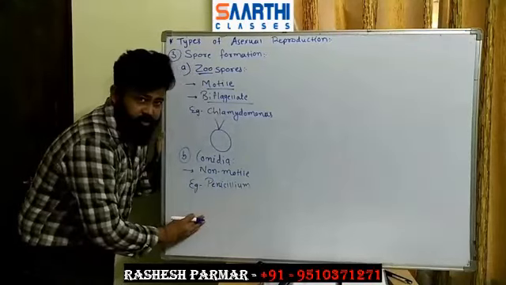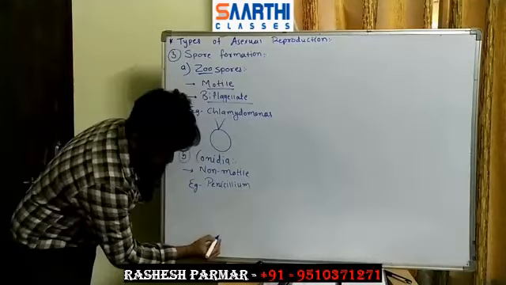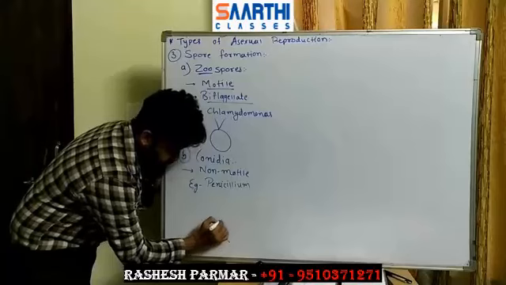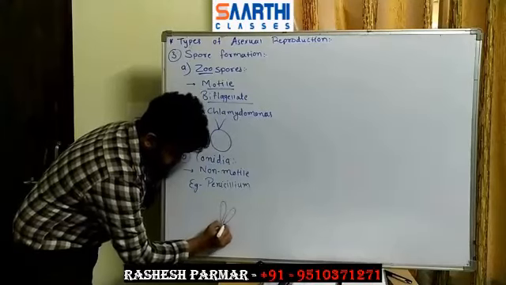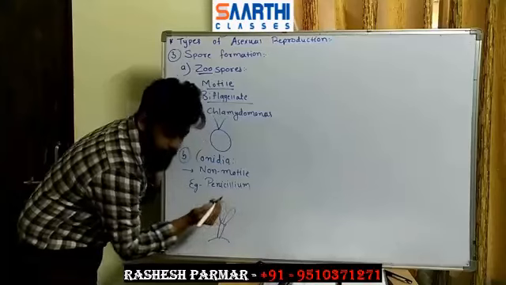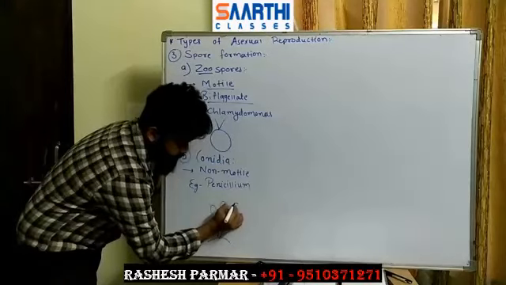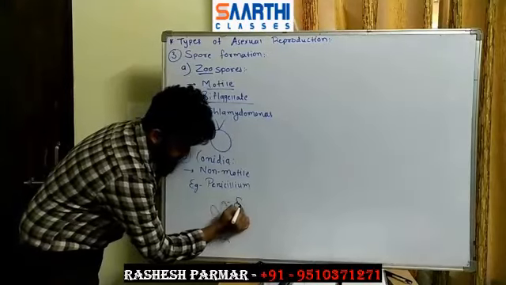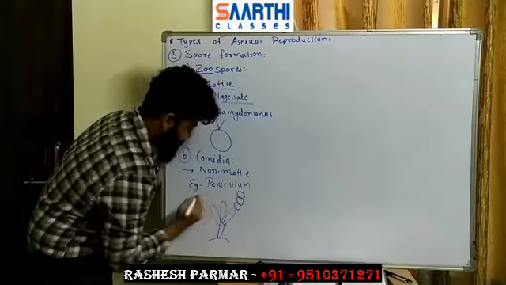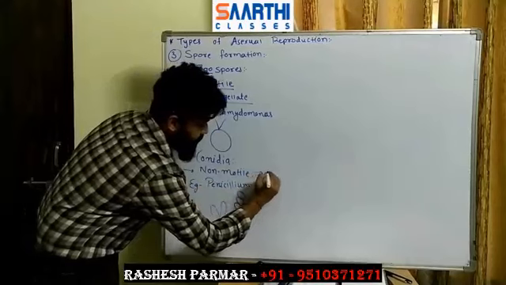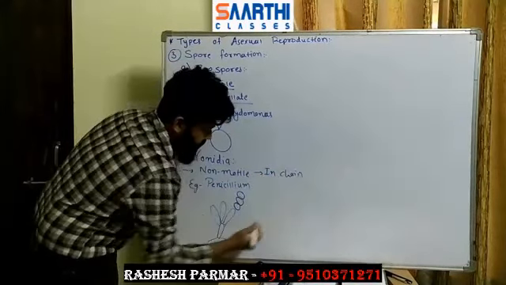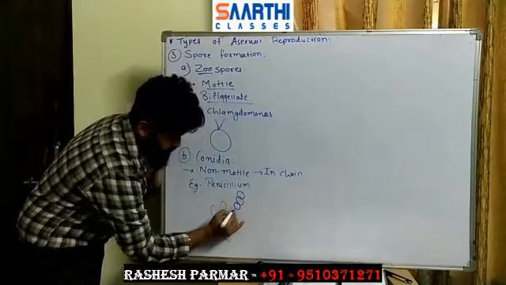Penicillium is a fungus. Let's say Penicillium grows on a substratum, and this is a particular Penicillium. The conidia grow on the top of the Penicillium like this, and they are formed in a chain. So these are all conidia.